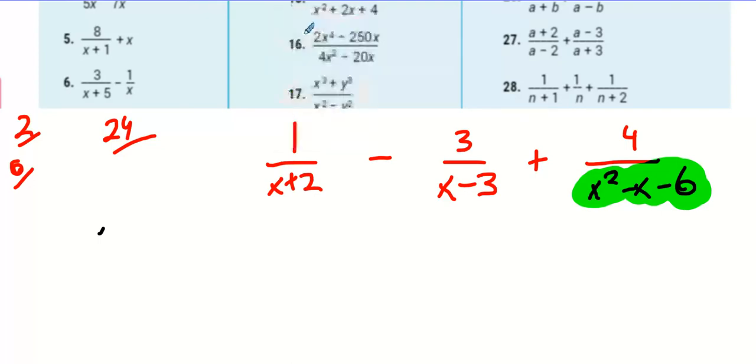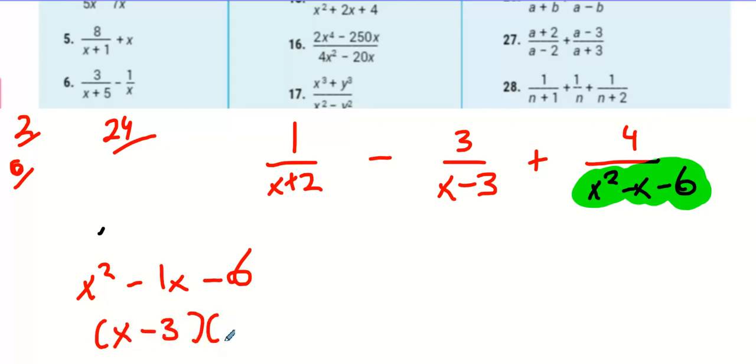So I'm going to change it. It's x squared minus 1x minus 6. What two numbers multiply to give me minus 6, but add to give me minus 1? What do you reckon? Minus 3 and plus 2.